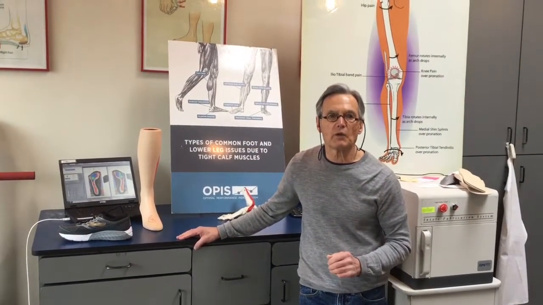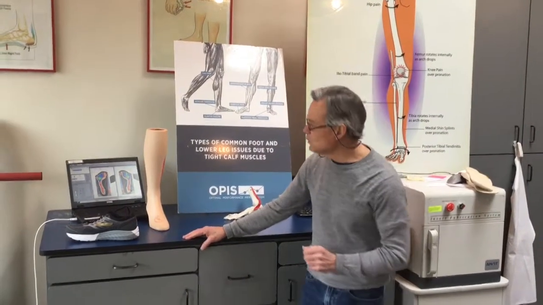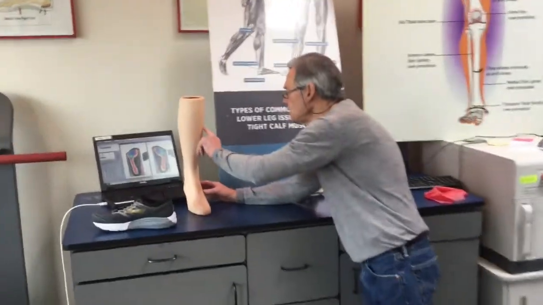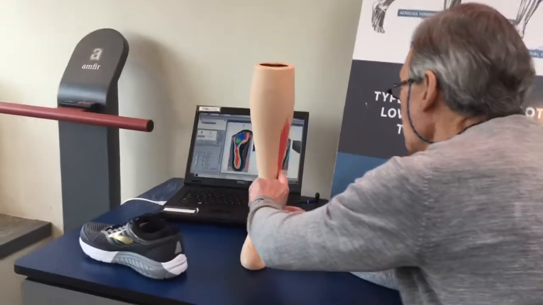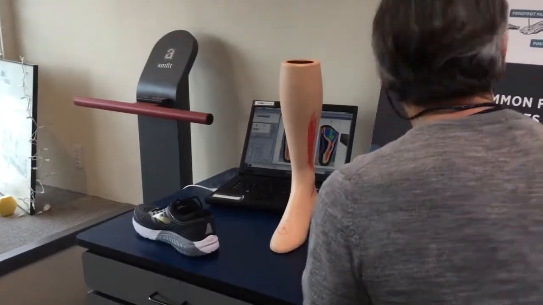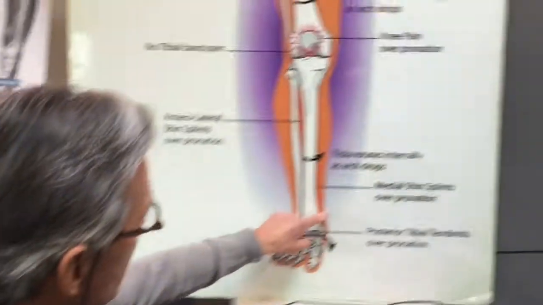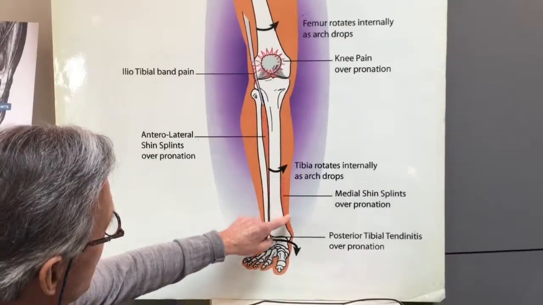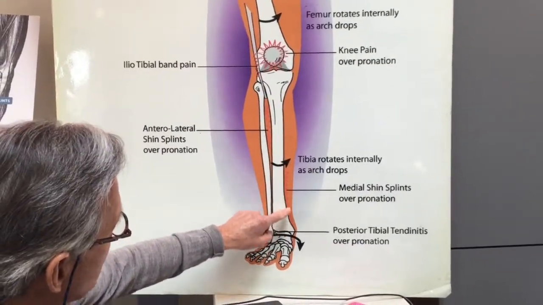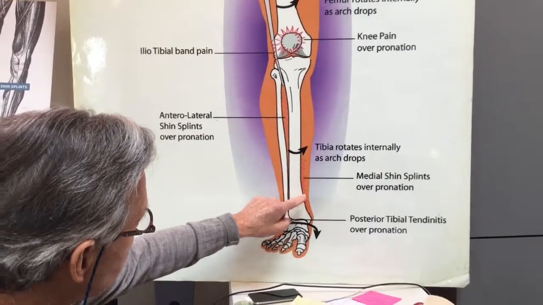Those people suffering from medial shin splints usually have pain on the medial side of the lower leg here. You can also see it in this picture here. That happens to be the right foot, and you tend to have increased pain in that area.